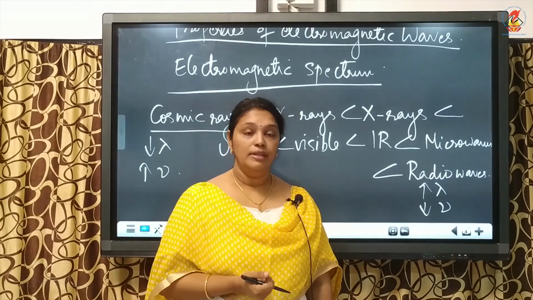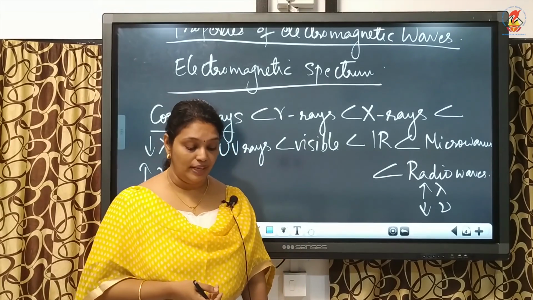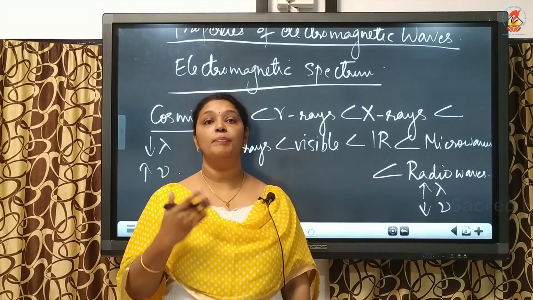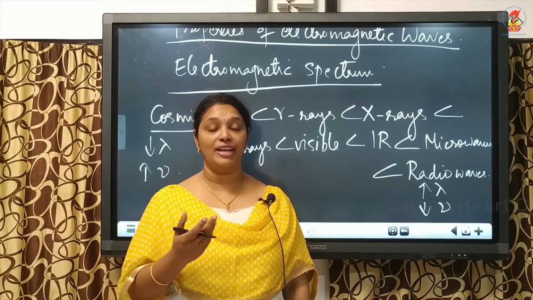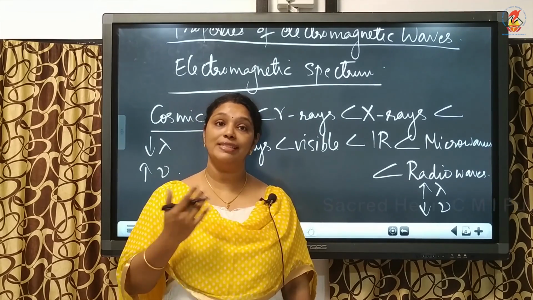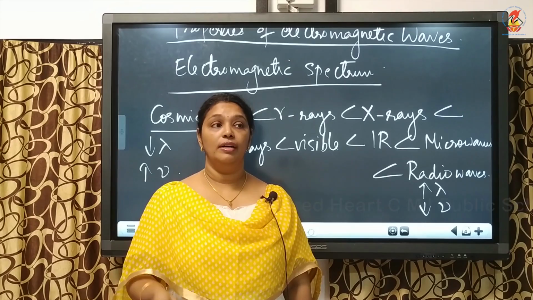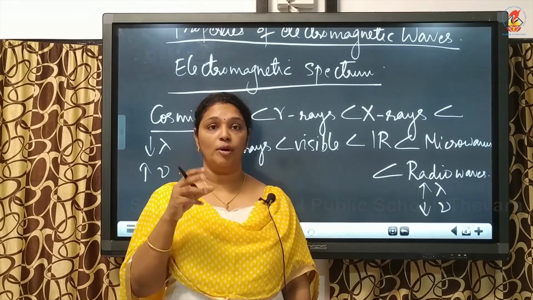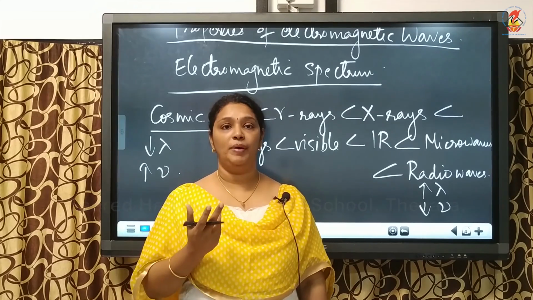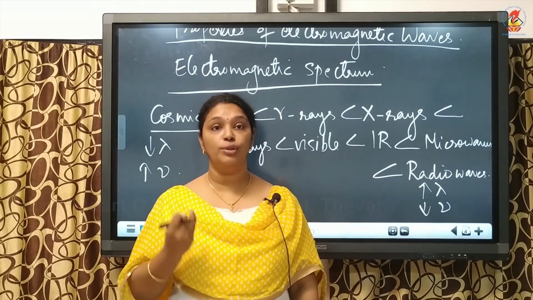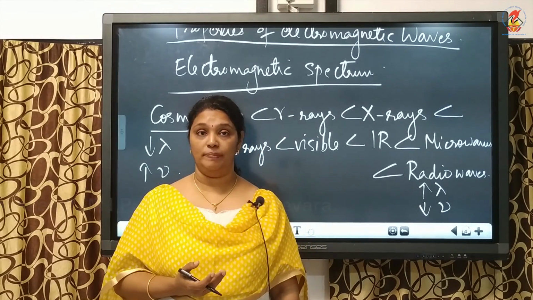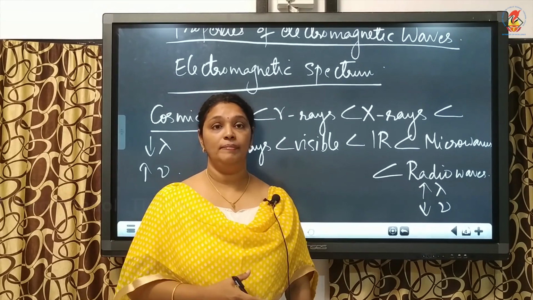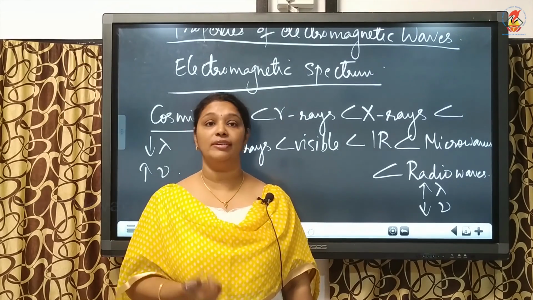Okay, now next, limitations of electromagnetic wave theory. This theory could explain many properties of waves like diffraction and interference, which you need not study here. Though it could explain some of the properties of waves, other properties like black body radiation, photoelectric effect, and line spectrum or atomic spectrum could not be explained by this wave nature of electromagnetic radiation.